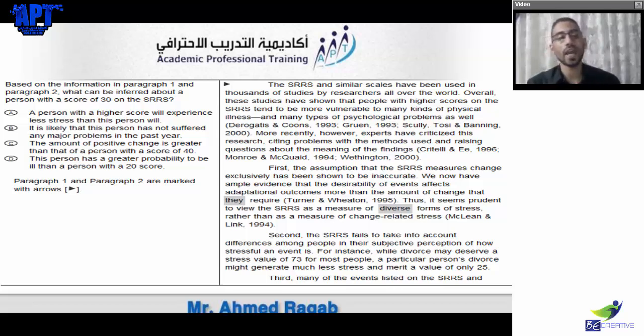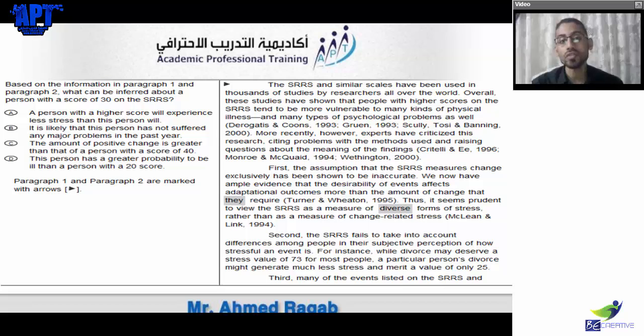Okay, we have another piece of reading and we have a paragraph here. Based on the information in paragraph 1 and paragraph 2, what can be inferred about a person with a score of 30 on the SRRS? So, let's read and find out. The SRRS and similar scales have been used in thousands of studies by researchers all over the world. Overall, these studies have shown that people with high scores on the SRRS tend to be more vulnerable to many kinds of physical illness and many types of psychological problems as well.